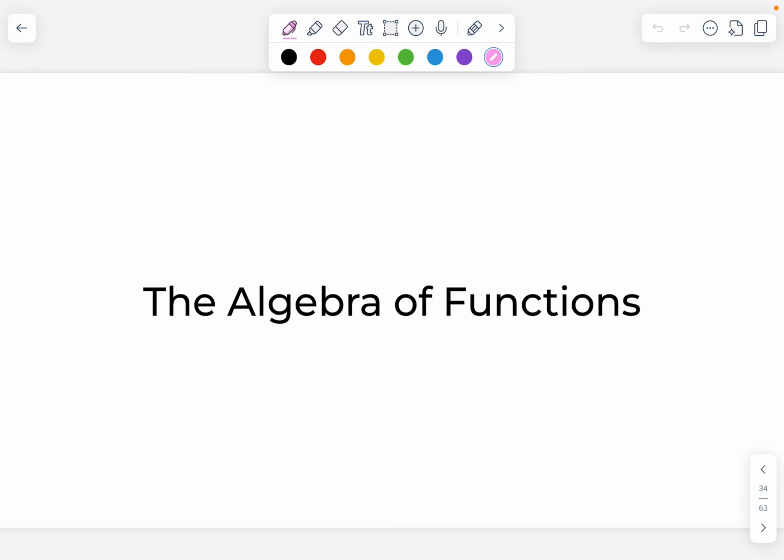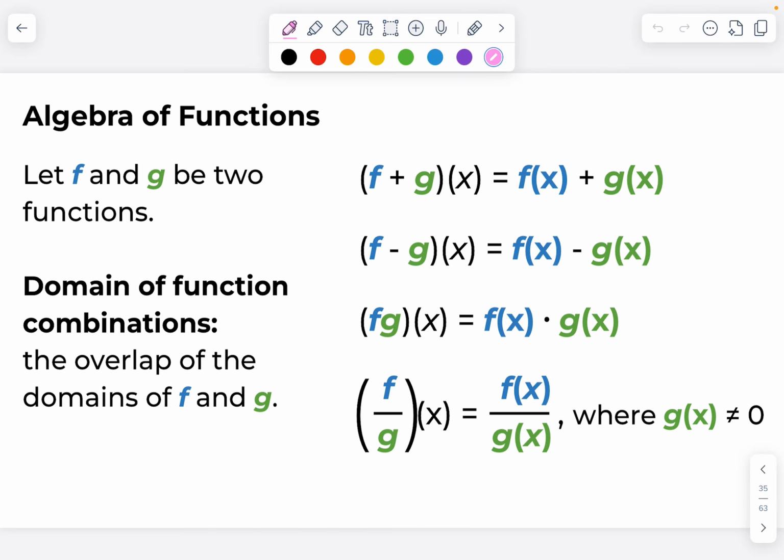In this lesson, we're going to cover what's referred to as the algebra of functions. And all this means is that if we have two functions, f and g, we can combine them in a multitude of ways using our algebraic operations. So we've got addition, subtraction, multiplication, and division.